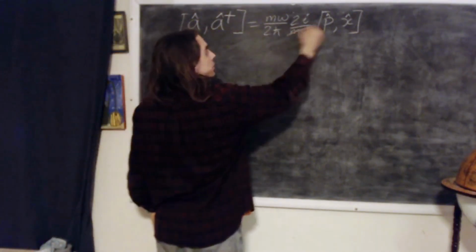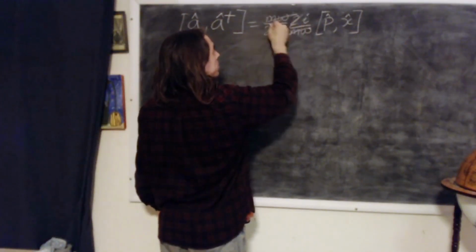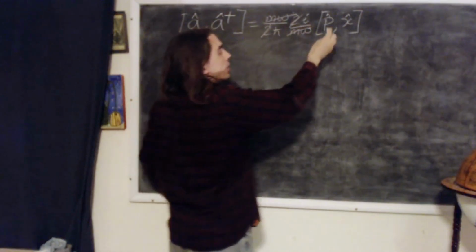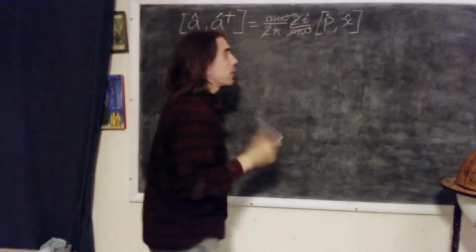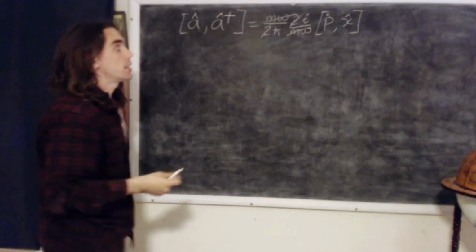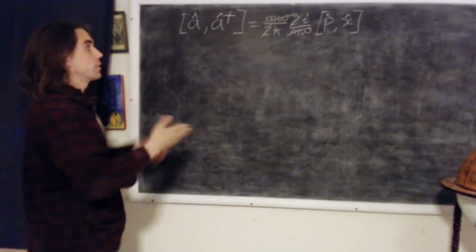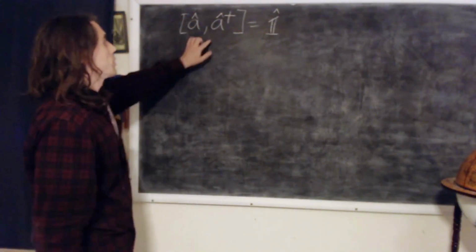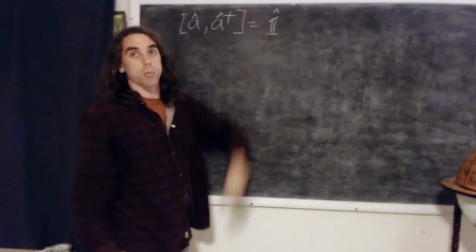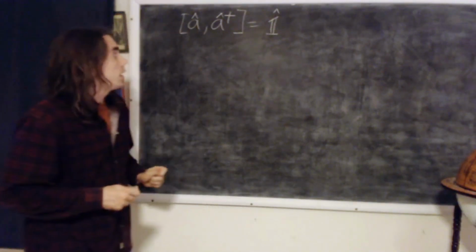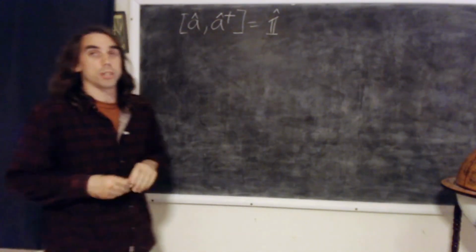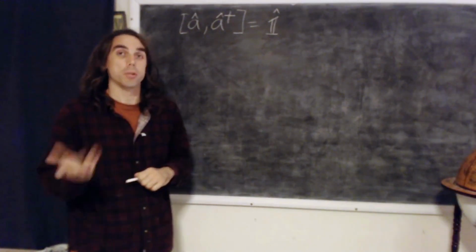where this cancels with this cancels with this, and p commutator x is minus i h bar times the identity operator, and so the end result is this. The commutator of A with A dagger is the identity operator. All right, that's good. And the really important result is when we now check the commutator with the Hamiltonian.